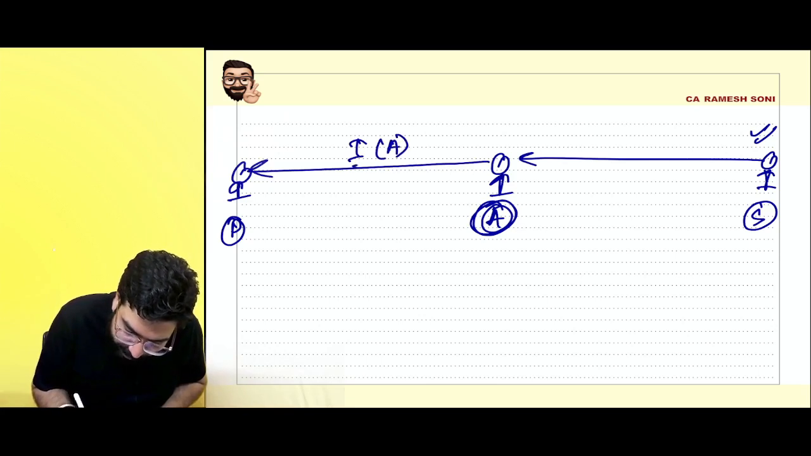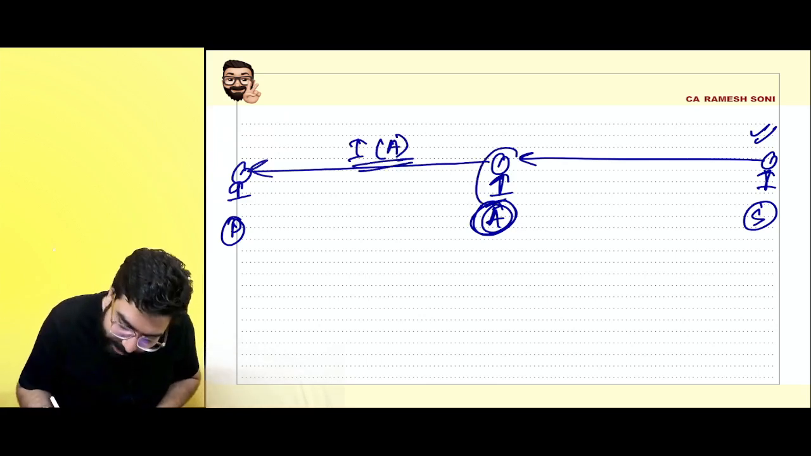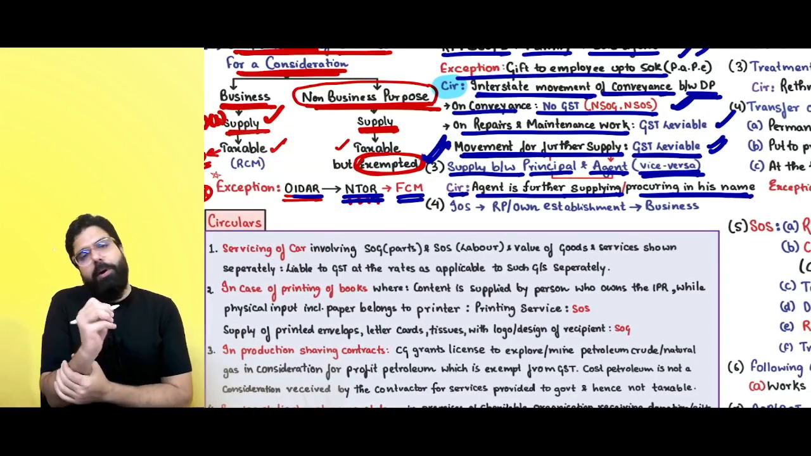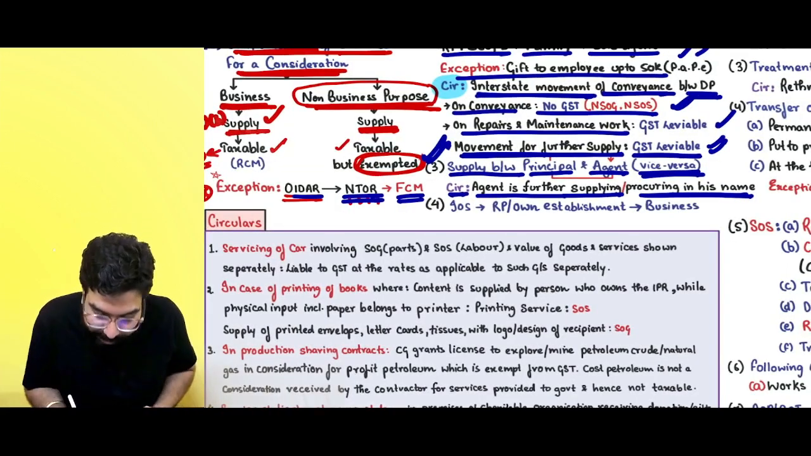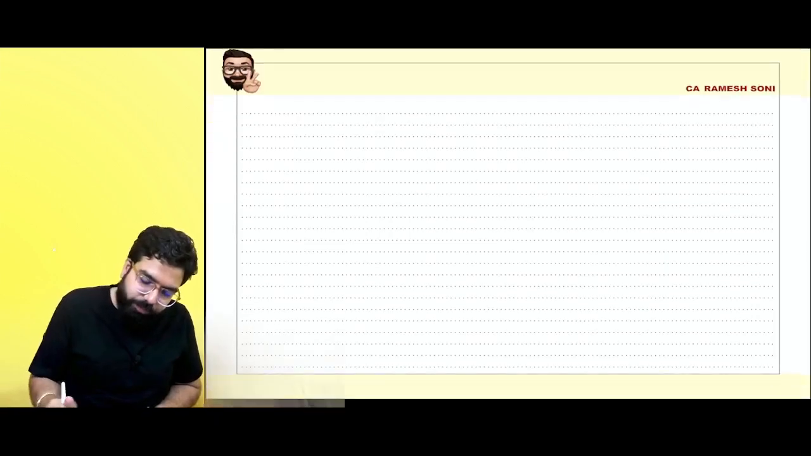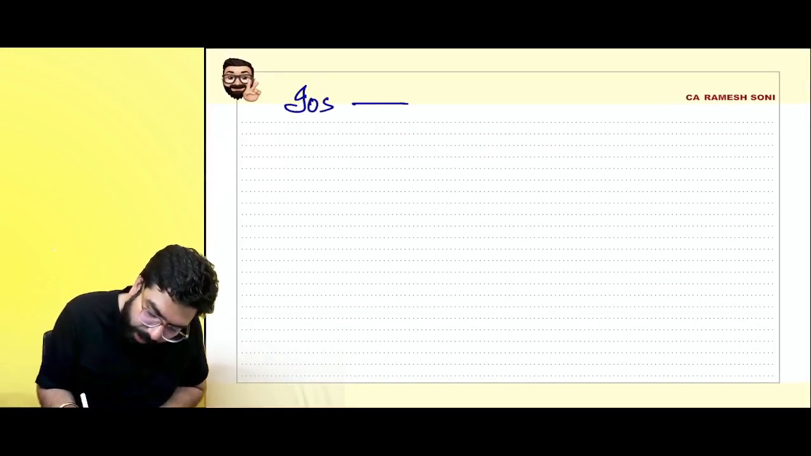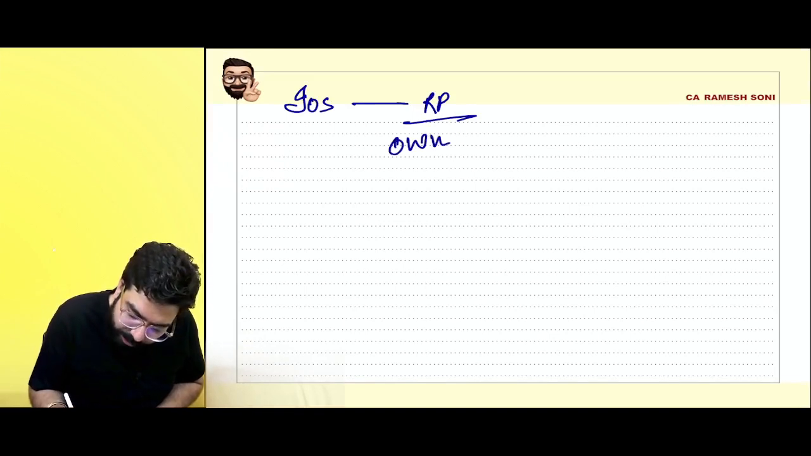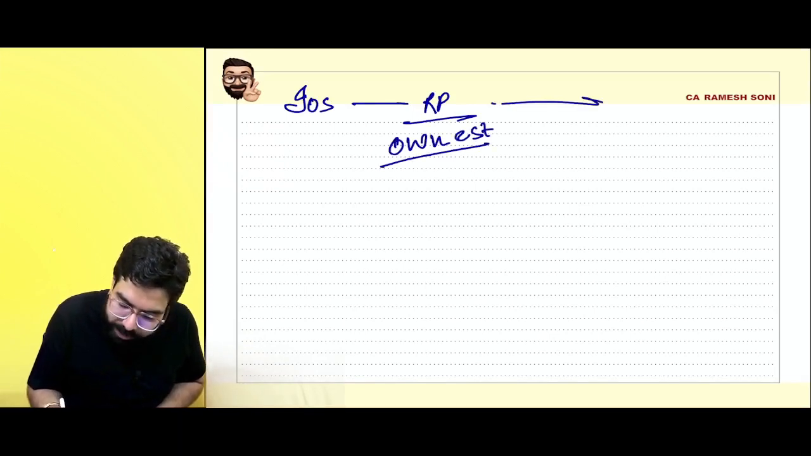Invoice is in the name of the agent. Then this agent is covered under section 7.1c. Done, sir. Point is clear. Always remember this. Next, the fourth one over here is importation of service from related person or own establishment without consideration in the course of business.